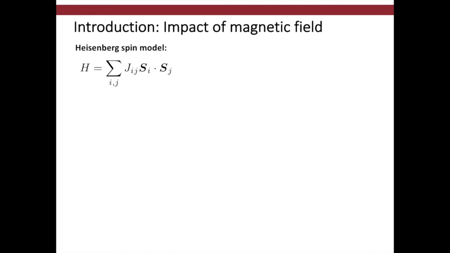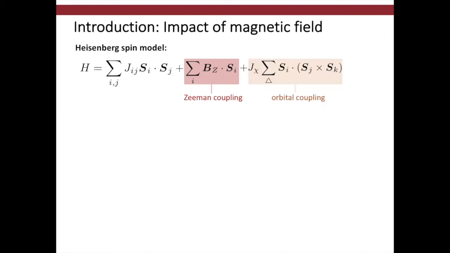The application of a magnetic field gives rise to a Zeeman term, but also to an orbital coupling, which to leading order in a t over U expansion yields this term. It involves the triple product of spin operators located at the sites i, j, and k of the elementary triangles of the system. To isolate the consequences of the orbital coupling, we will neglect the Zeeman term in the following, but we will come back to it later.